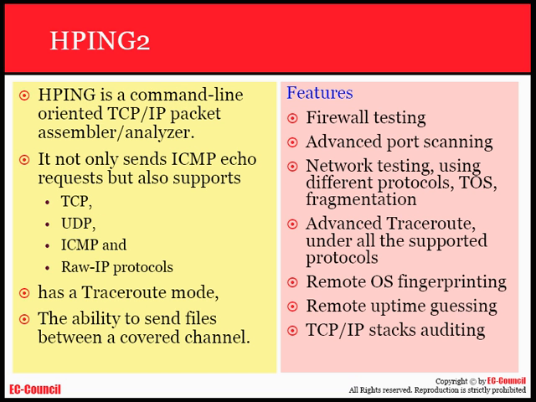Another tool you can use is hping2. Now hping2 is a command line TCP/IP packet analyzer/assembler. Not only does it do ICMP requests, it also does TCP, UDP, and raw IP protocols. It has a traceroute mode, and it has the ability to send files between a covert channel. The features of this product are that you can use it to test what kind of firewall, and indeed if there is a firewall there.